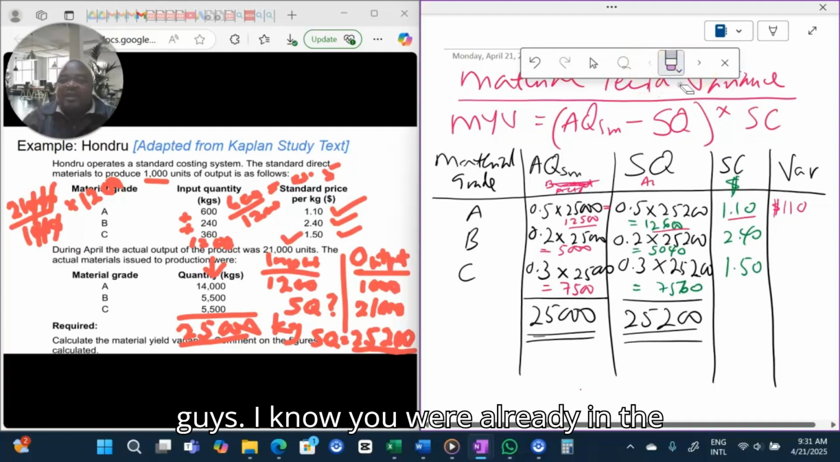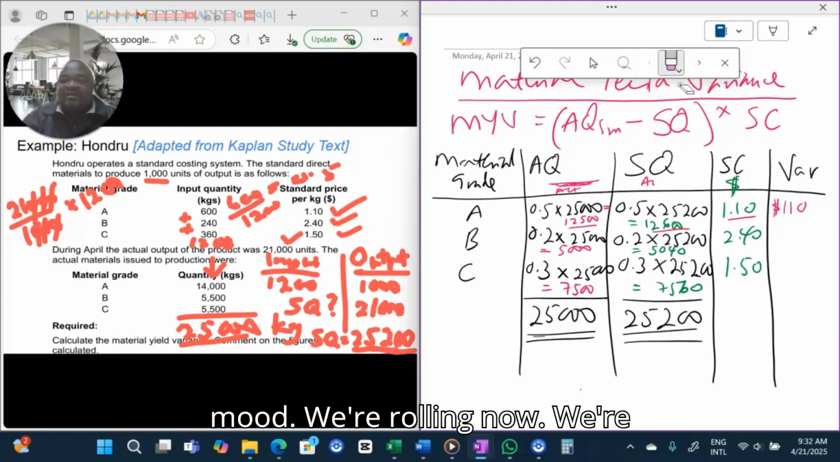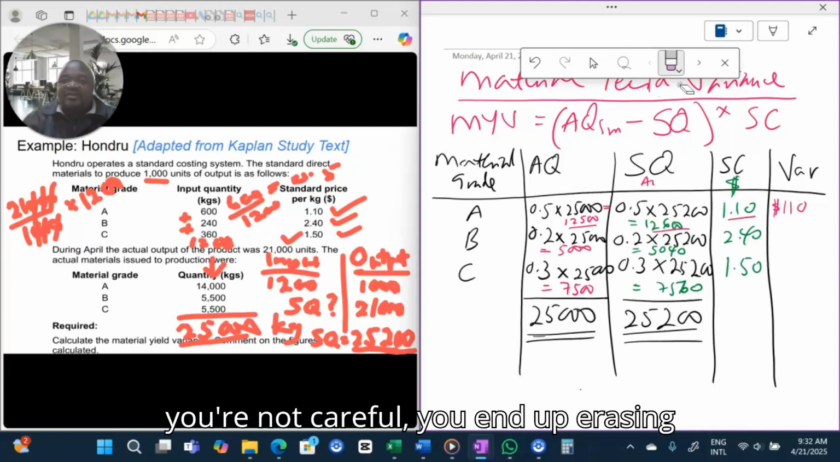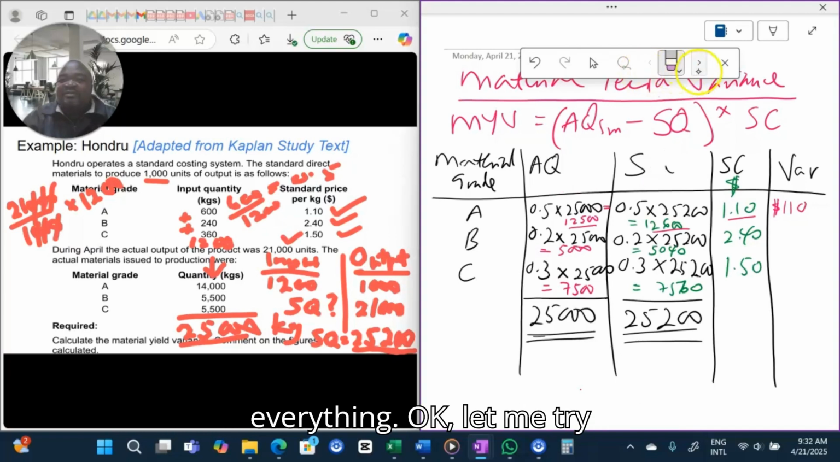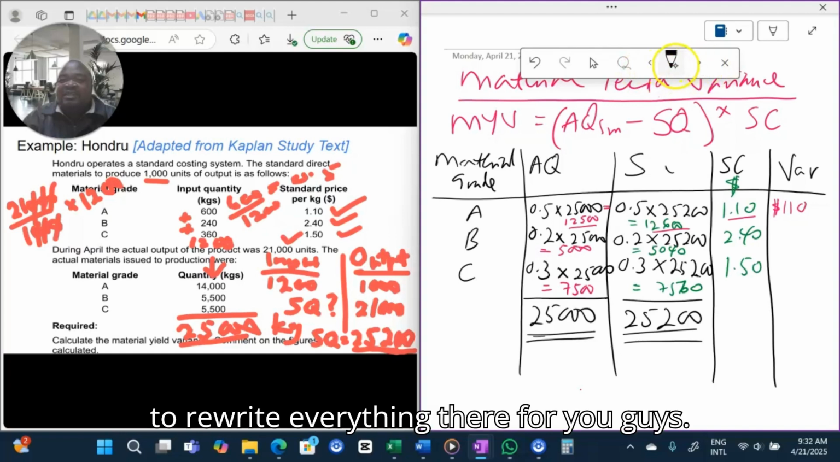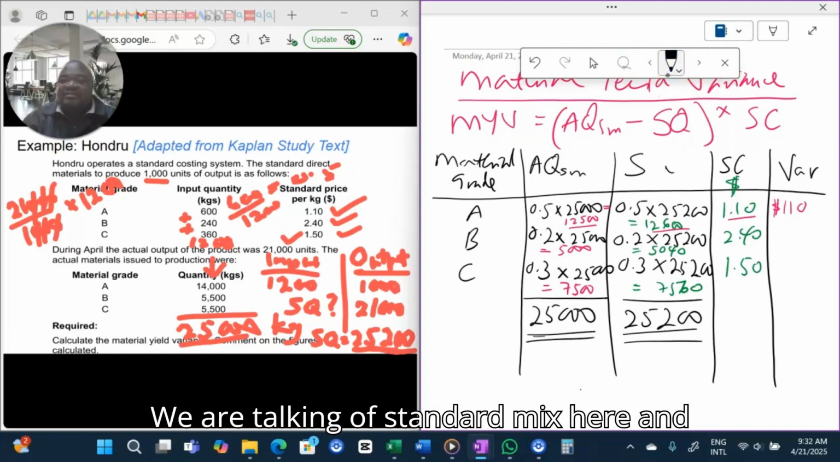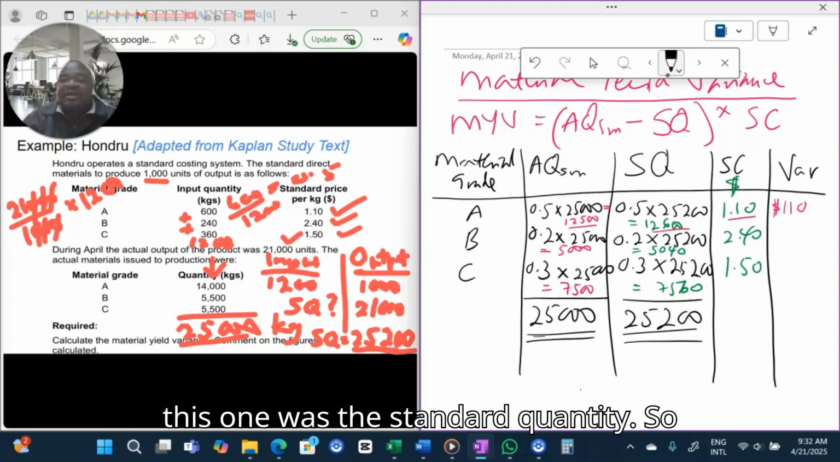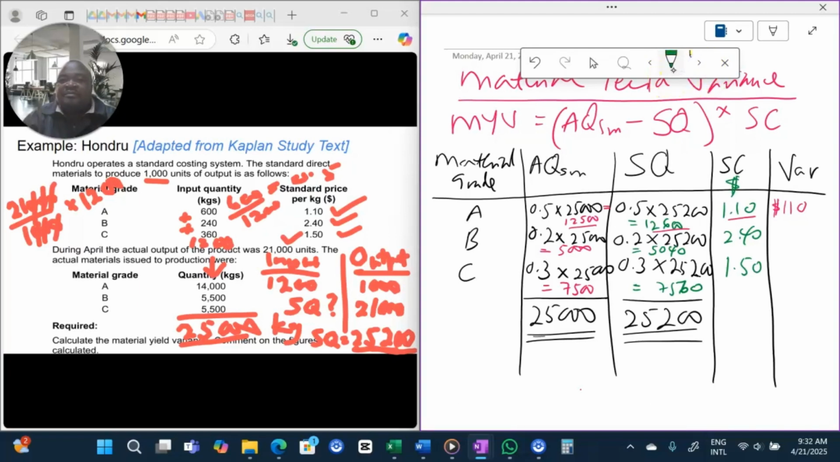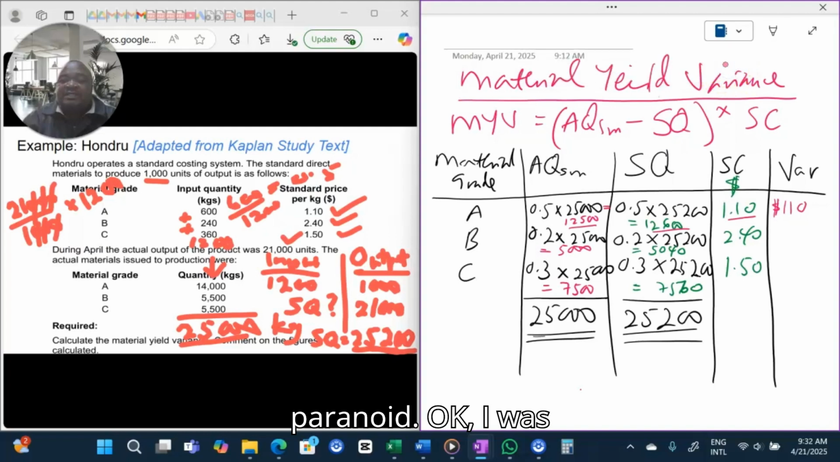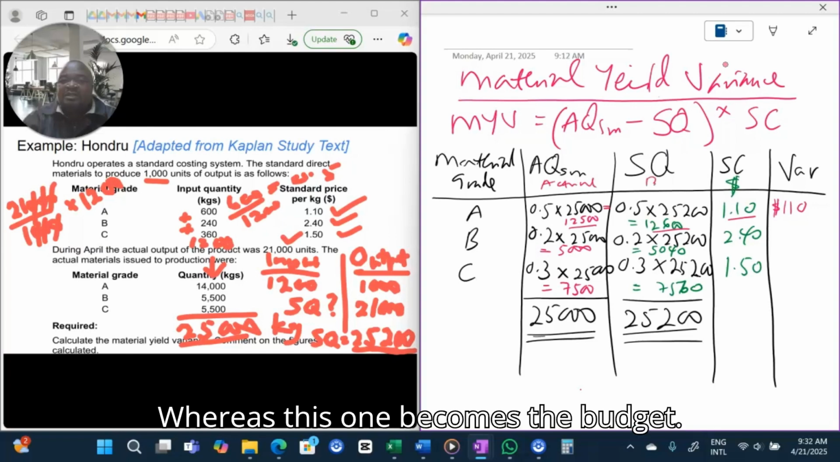I know you were already in the mood. We're rolling now, and this type of eraser, if you're not careful, you end up erasing everything. Let me try to rewrite everything there for you guys.